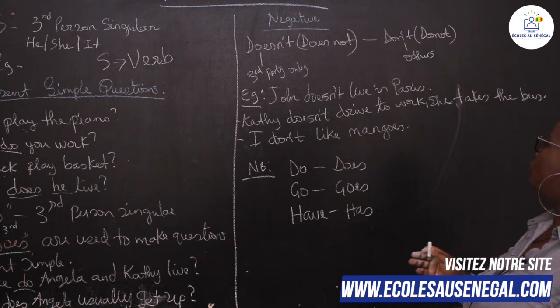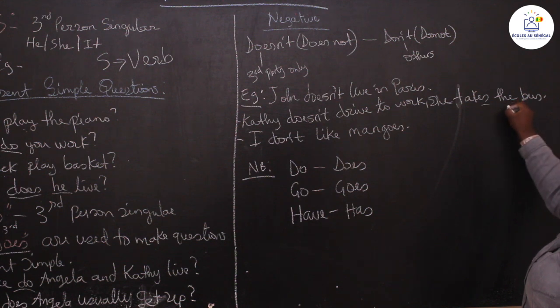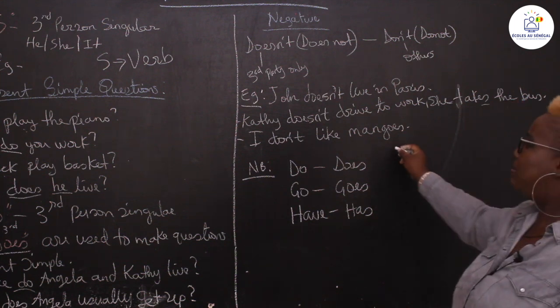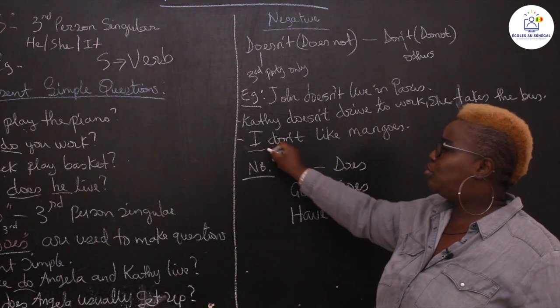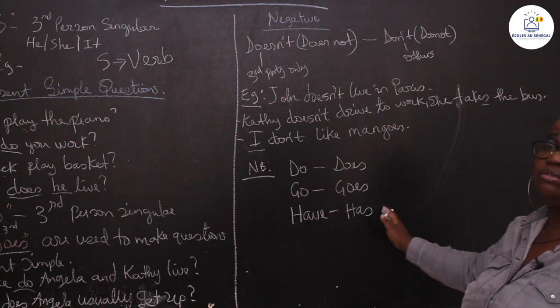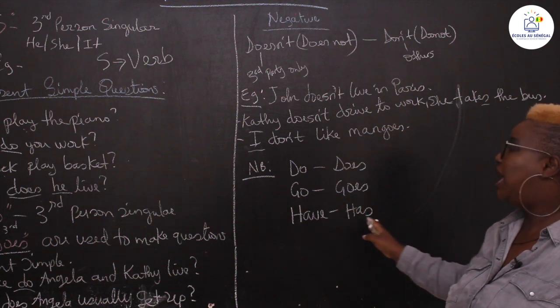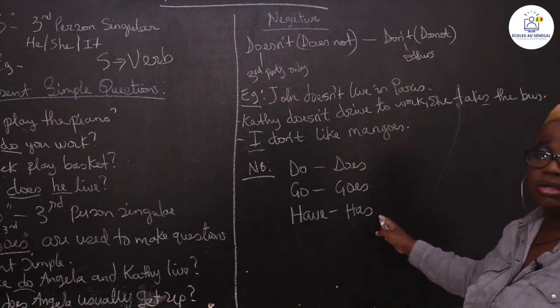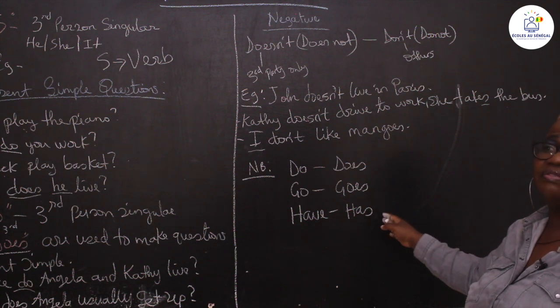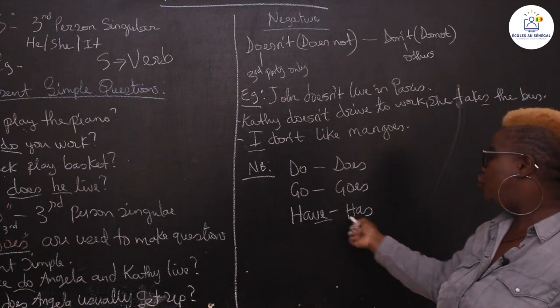Kathy doesn't drive to work. She takes, see there's an s on the verb take, prendre. She takes the bus. I don't like mangoes. I, personal pronoun, I don't like mangoes. Okay? And then I want you to take note of some of those irregular verbs. Do becomes does. Go becomes goes. Have becomes has. Kathy has a dog. You would not say Kathy have. Kathy has a dog. We changed the have to has.